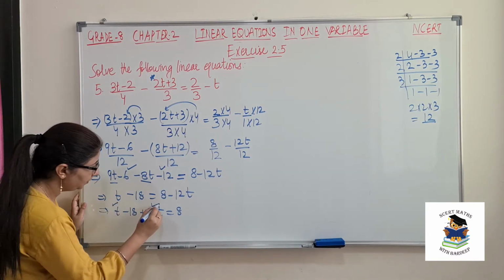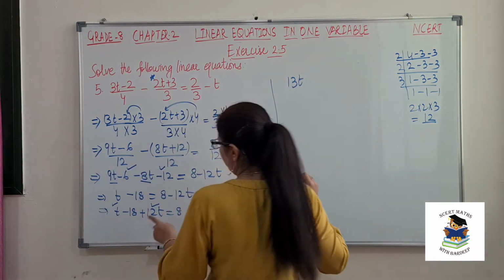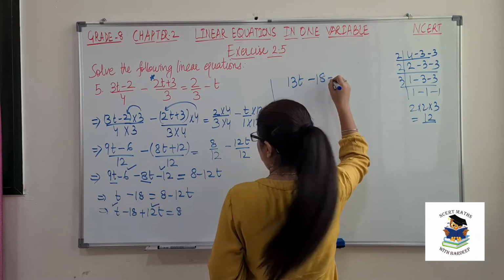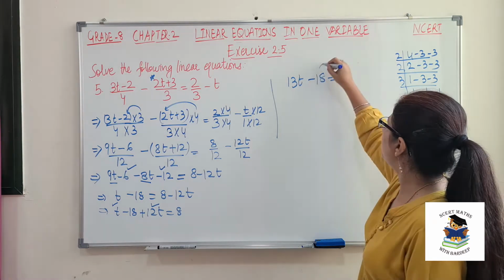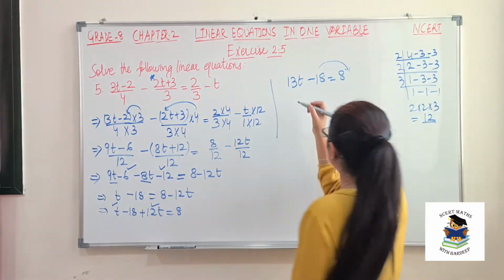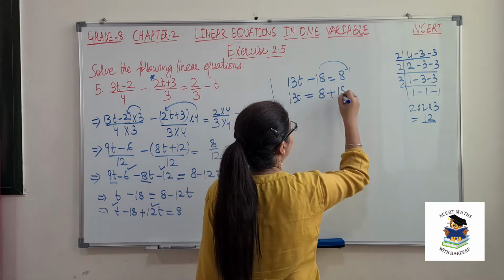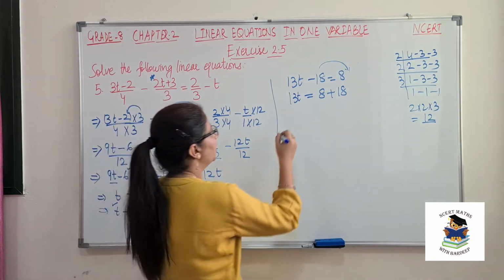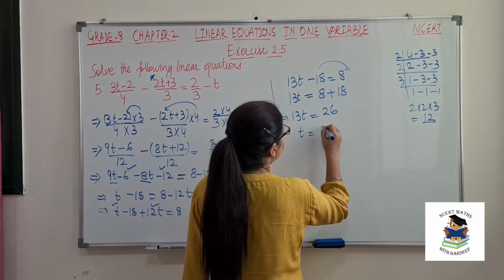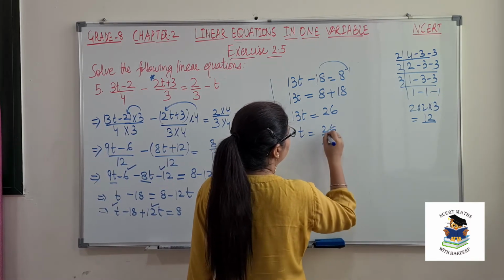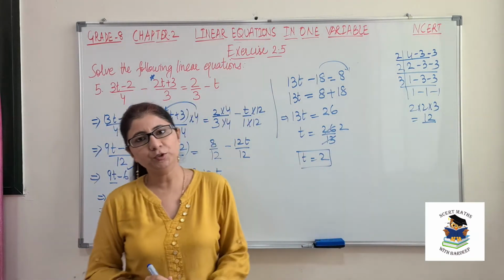Now let's combine them. t plus 12t will give me 13t. 13t minus 18 is equal to 8. So now what should we do? We will shift this minus 18 to this side, so it will become plus 18. So my 13t is equal to 8 plus 18. 18 plus 8 is 26. So what is t? 26 over 13. If you cancel it, the solution for this equation is t is equal to 2.